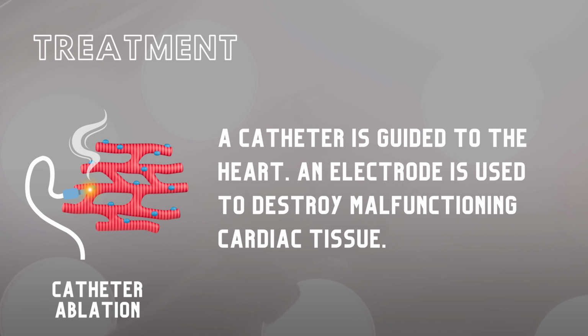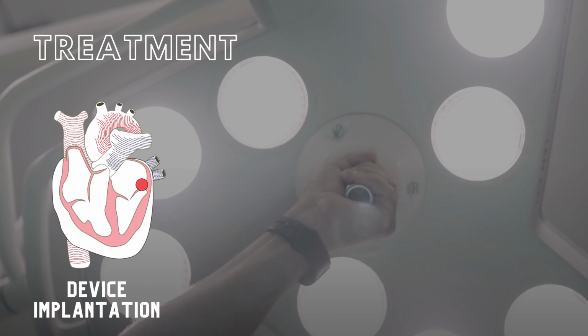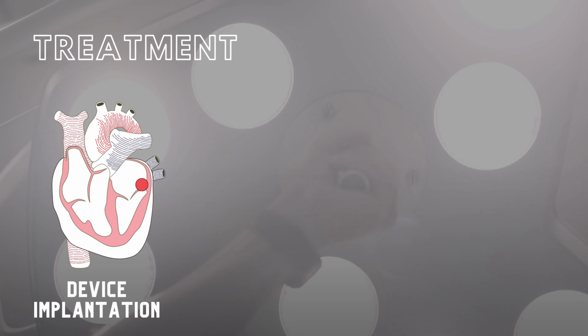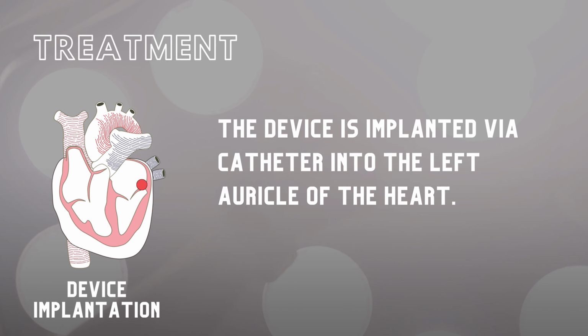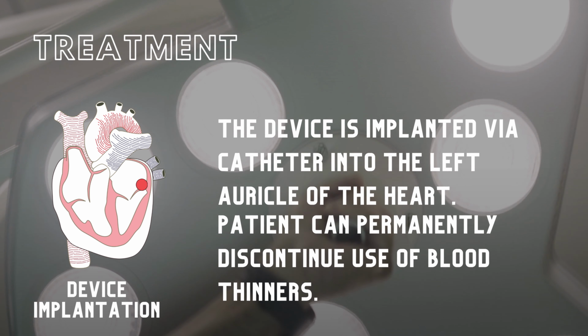a new procedure, which involves the implantation of a small device within the auricle of the heart. One example of such an implant is called the Watchman. The device is implanted via catheter into the left auricle of the patient's heart. 6 weeks after successful implantation, the patient can permanently discontinue use of blood thinners.